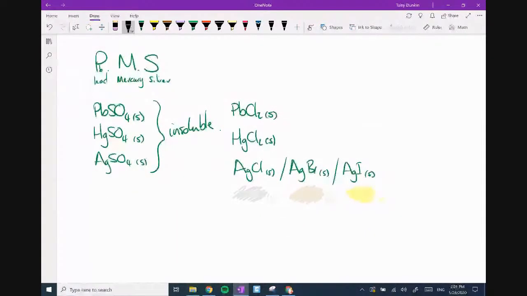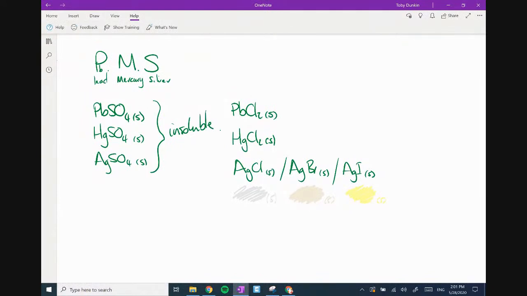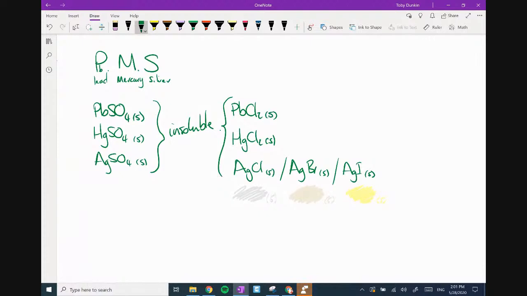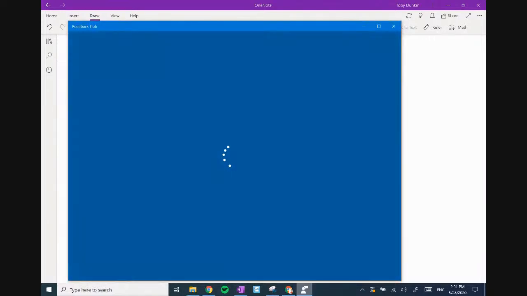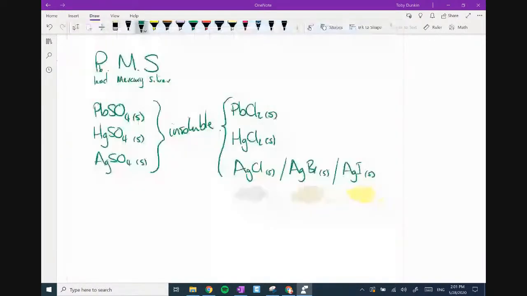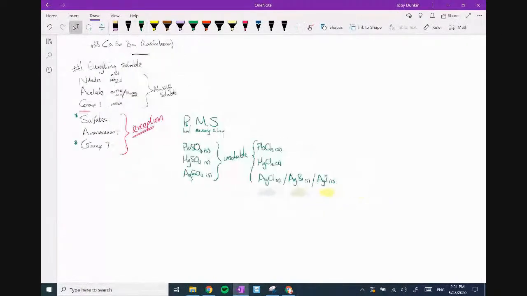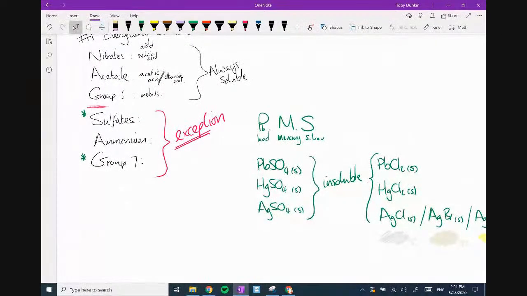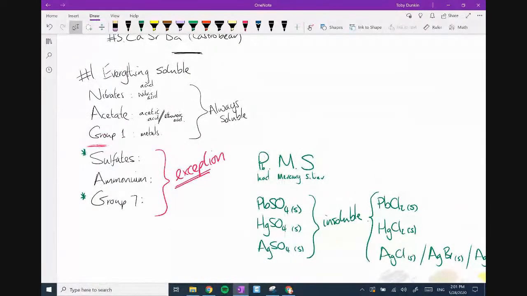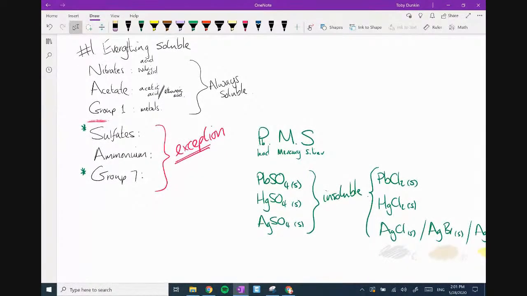They are all insoluble. There we go. They're insoluble. So PMS, super handy. And all you actually need to do is remember SAG. Technically, it's SAG, PMS, and Castro Bear.